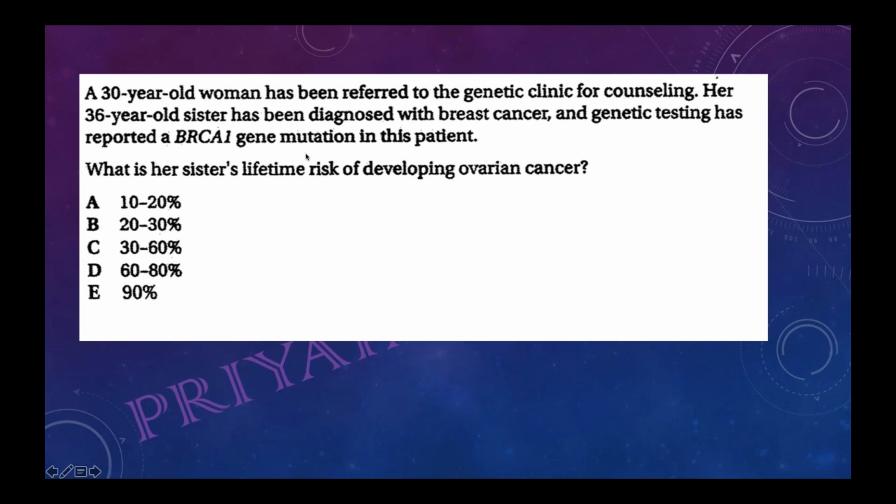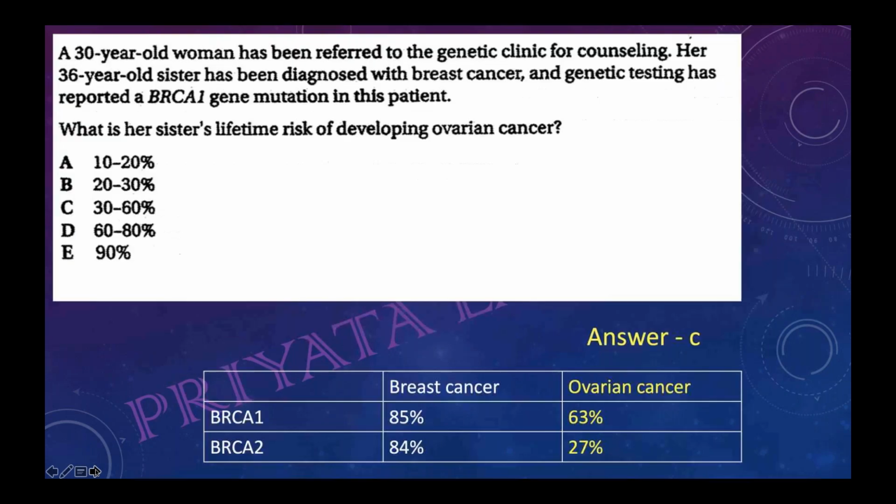So a 30-year-old has been referred to genetic clinic for counseling. Her sister has breast cancer and she has BRCA1. So what is her lifetime risk of developing ovarian cancer? C, 30 to 60%, because it is 67, no? 63. Usually according to the SIP, BRCA1 is 63 and BRCA2 is 27. So the answer should be nearing 63. So this is the answer according to this.